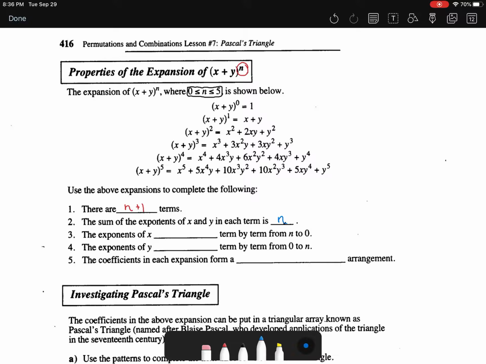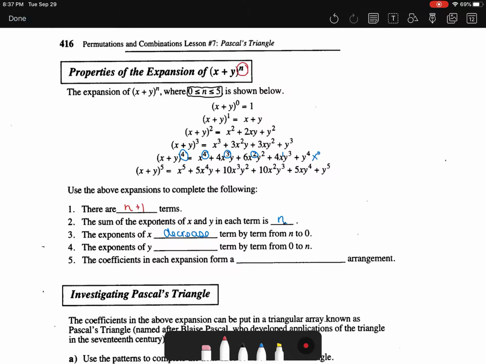The exponents of x are doing what? Well, what do they mean by that? If you take a look at, and this time I'll refer to x to the exponent of 4, look what happens to the x. It's x to the 4, 3, 2, 1, and then really there is an x to the exponent of 0 here, but anything to the exponent of 0 is 1, so we don't write it. But that means the exponents of x are decreasing. So the exponents of x decrease term by term from n to 0.